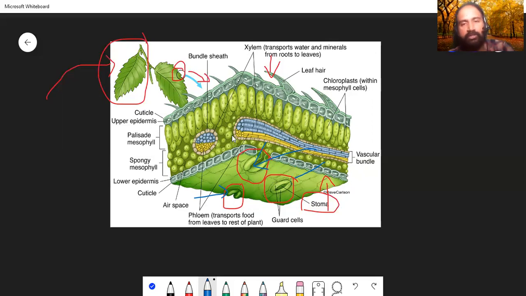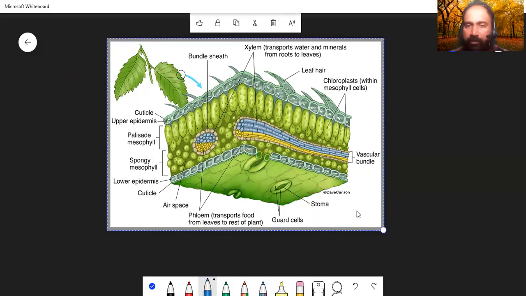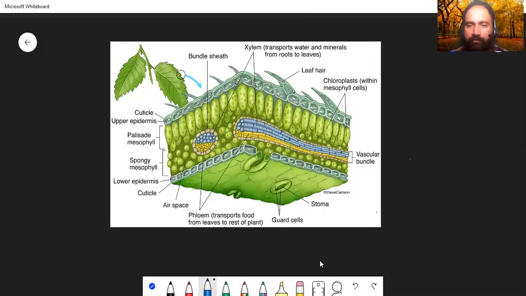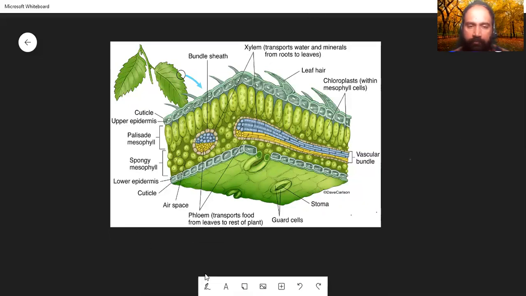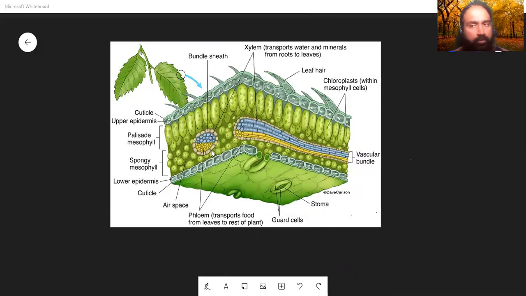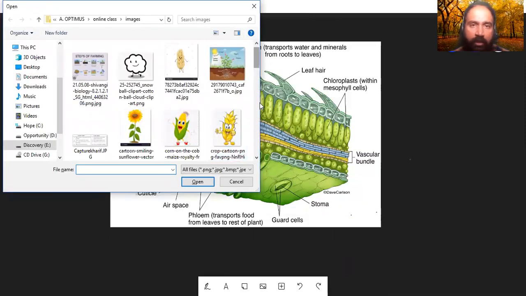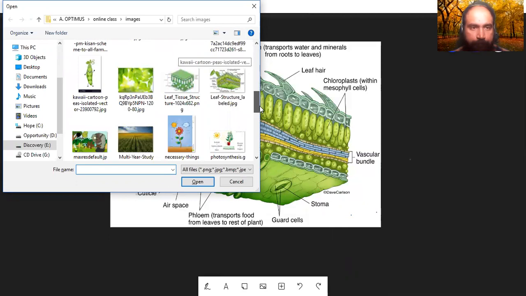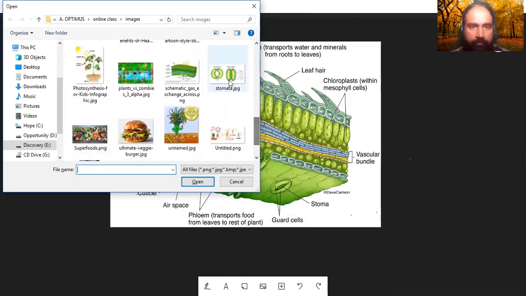Let me bring the next image forward and decrease the size of this image. I will import another image, that's better. So you know that stomata is present in the lower surface of the leaf. Now we are going to learn the structure of stomata.